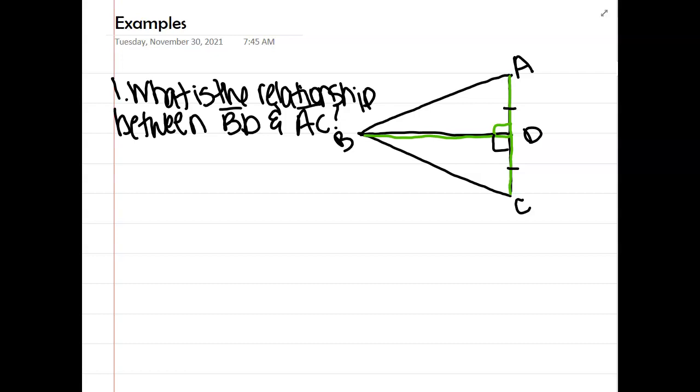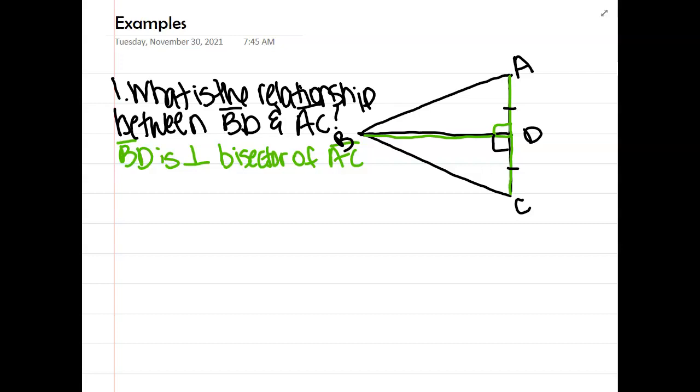How do you know it cuts that in half? See that those are congruent? So if we want to be really specific, what we would say is that segment BD is the perpendicular bisector of AC. Now, since it is the perpendicular bisector, this brings in one of our theorems. It's that first theorem, theorem 5.2, the perpendicular bisector theorem.